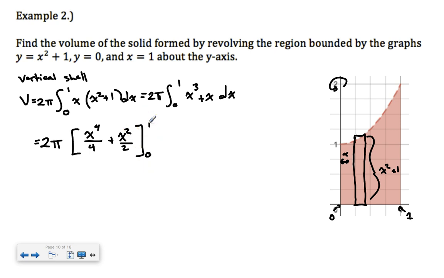I don't need to evaluate the lower limit since it's 0. So the volume of the shell will be 2 pi times 1/4 plus 1/2. And this will simplify out to a volume of 3 pi over 2 cubic units.